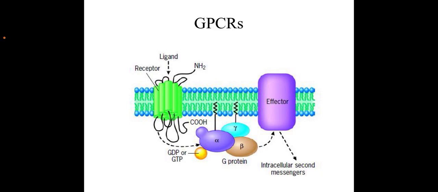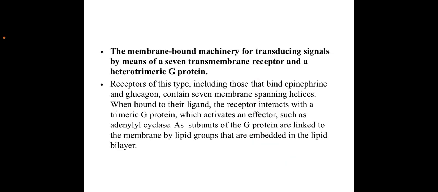And on the right, shown in purple, is the effector. The membrane-bound machinery for transducing signals by means of a seven-transmembrane receptor and a heterotrimeric G protein. Receptors of this type, including those that bind epinephrine and glucagon, contain 7 membrane-spanning helices. When bound to their ligand, the receptor interacts with the trimeric G protein, which activates an effector such as adenylyl cyclase.